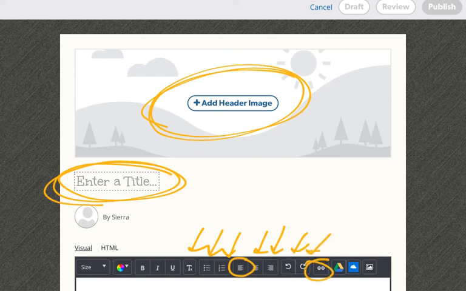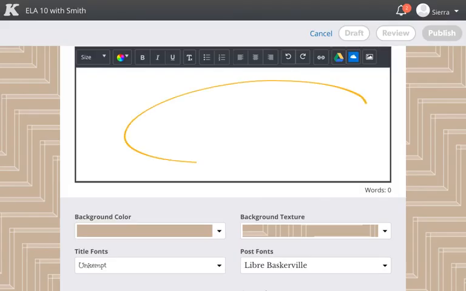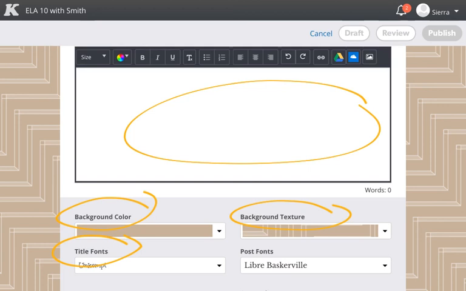I highly recommend that you link to some other articles for students to read. Again, that needs to be school appropriate. And if you're creating an image or you want to link to some sort of Google Doc or file that you're going to be referencing in your blog, then there are those tools as well. And then you're typing into this box here. You have opportunities to change your background color, the texture, the title fonts, and then the post fonts. So a lot of opportunities here to play around and make this your own.